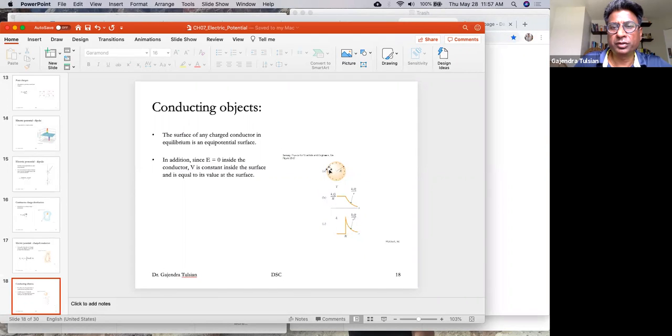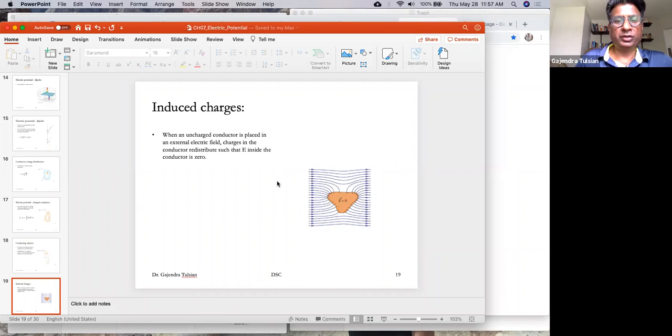So that's what this is showing you. There's a spherical conductor with some excess charge. The potential outside the conductor is as if it was a point charge. And the electric potential is constant everywhere on the surface and has the same value everywhere inside. This is showing you the electric field. The electric field is that of a point charge, and the electric field is 0 inside.